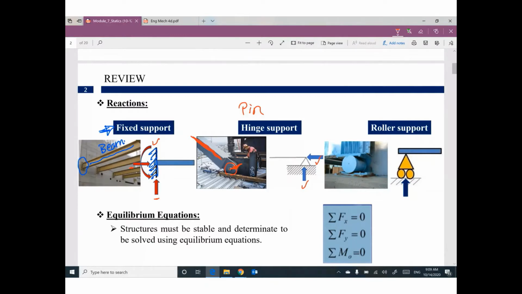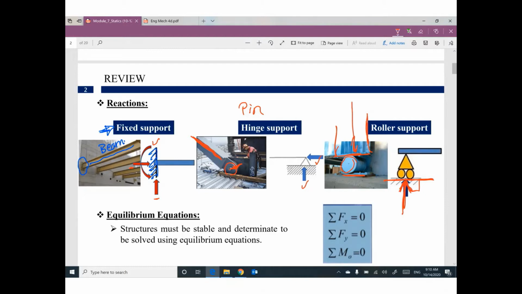Sometimes your member, this is a member, is connected to the ground by this cylinder. So it can allow for horizontal movement. Anyway, this shape looks like a roller. If you have a roller support, we have only one reaction. This reaction is perpendicular to the base of the roller.